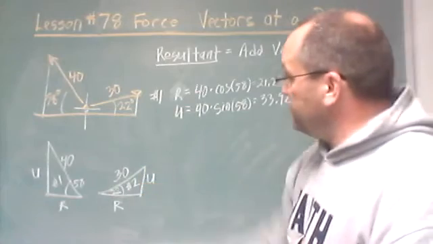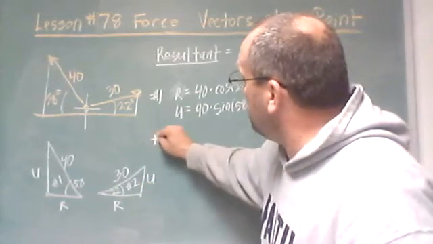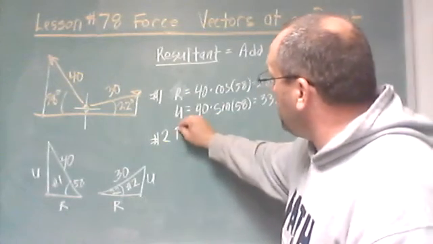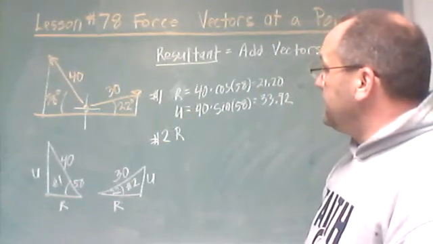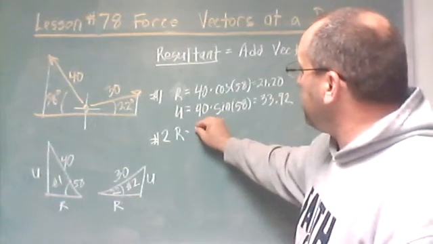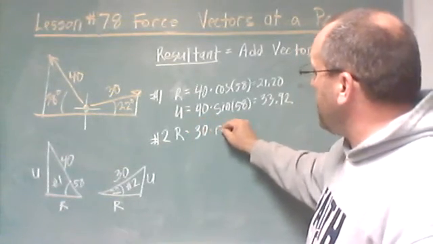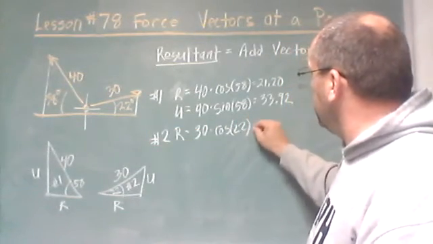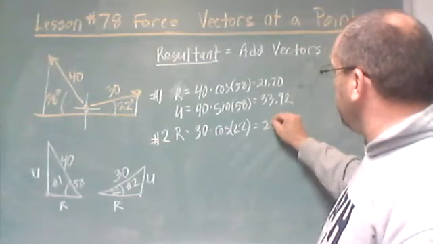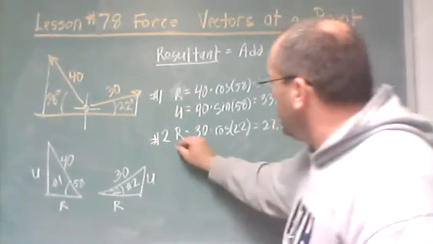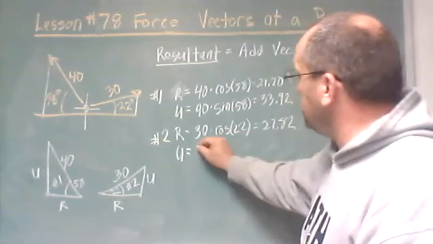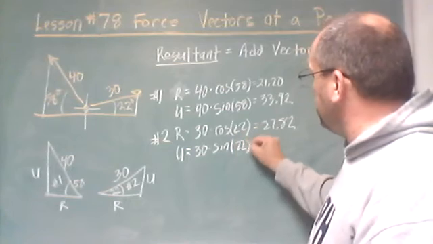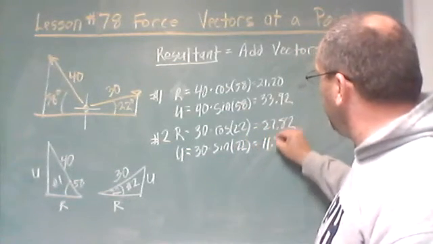Okay, now I'm going to go to vector 2 here and split that apart. Number 2. Okay, the R component is going to be the hypotenuse length, 30, times the cosine of my reference angle, which is now 22. Okay, that comes out to be 27.82. And then the U component, the up and down, is the hypotenuse length times the sine of my reference angle, 22. That comes out to be 11.23.